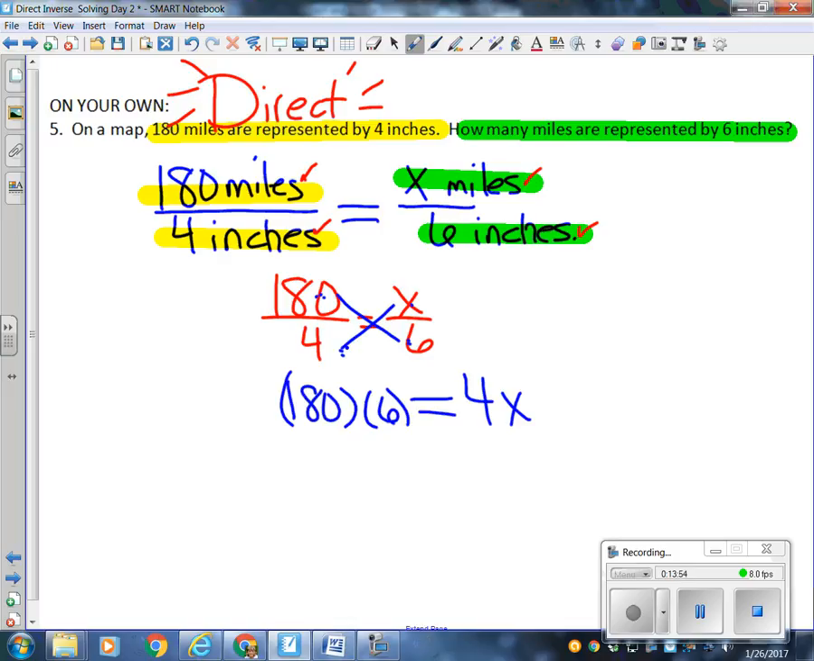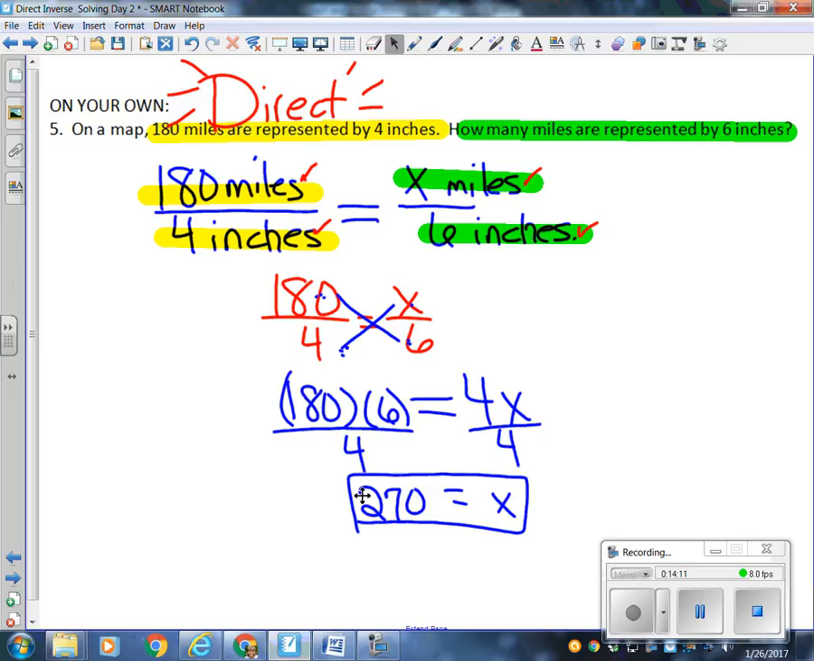I'm going to go ahead and solve this for x. So I'm going to divide by 4. That way I only have to pick my calculator up one time. If you type it in as 180 times 6 divided by 4, hopefully you got 270. So my answer is actually 270 miles.